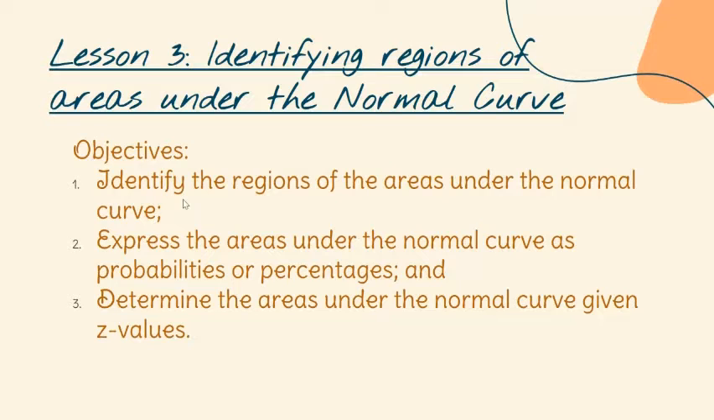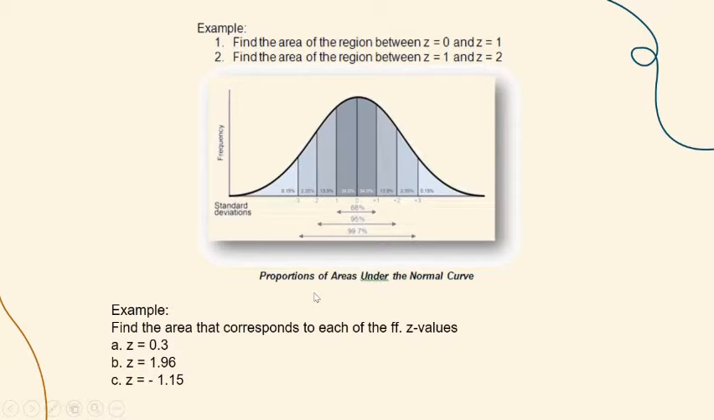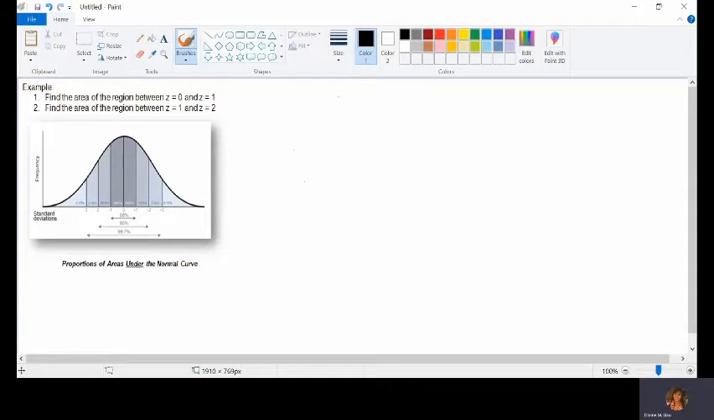Our objectives will be: first, identify the regions of the area under the normal curve. Second is to express the areas under the normal curve as probabilities or percentages. And lastly, determine the areas under the normal curve given z value. We're going to discuss this further using the following example. Example in finding the area of a region and finding the area that corresponds to each of the following z values. In identifying the regions under the normal curve, we see that using the z table, we can determine specific regions under the normal curve.